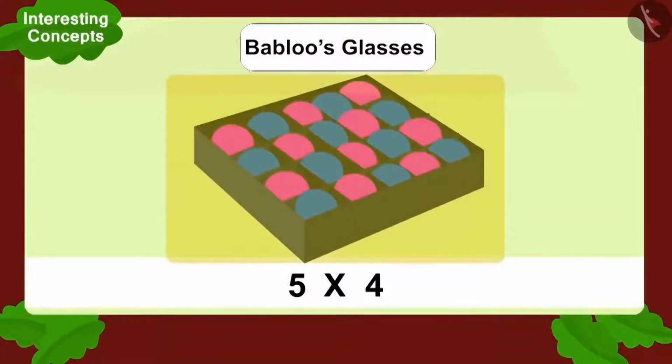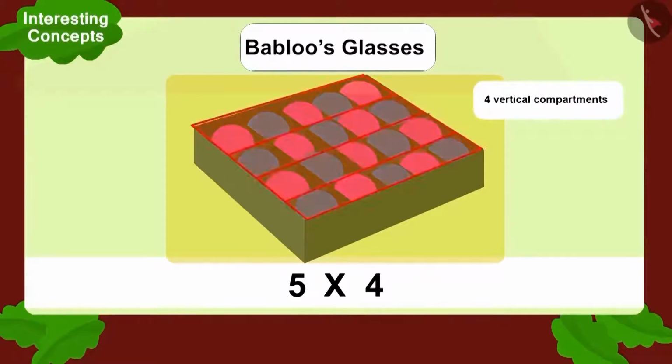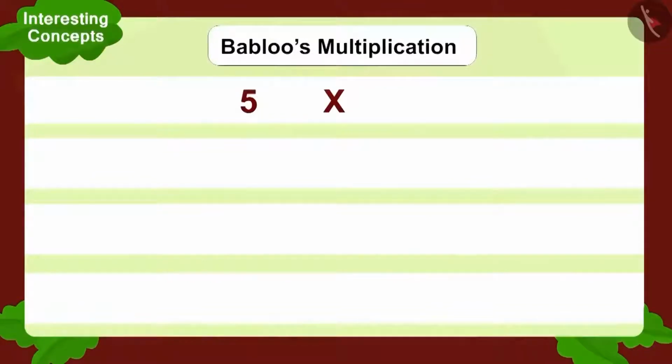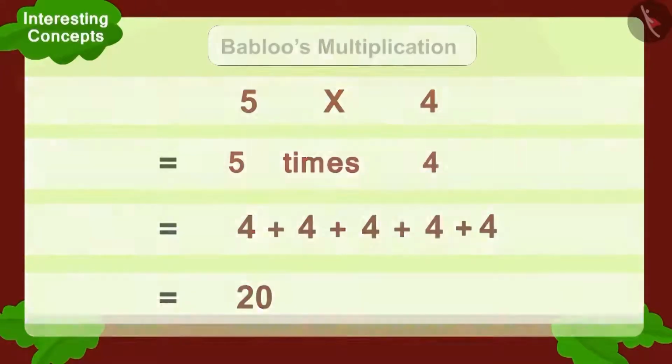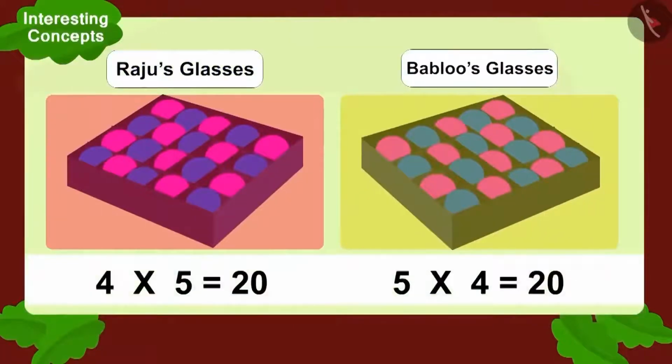Come, now let's look at Bablu's multiplication. Here Bablu saw 4 big compartments and 5 balls in each compartment. 5 multiplied by 4. Now how can we write this? 5 times 4. And how to write in addition form? Adding 4 5 times like this. So how many balls do you get? This is also 20. The multiplication seen through both Raju and Bablu's glasses was exactly the same.